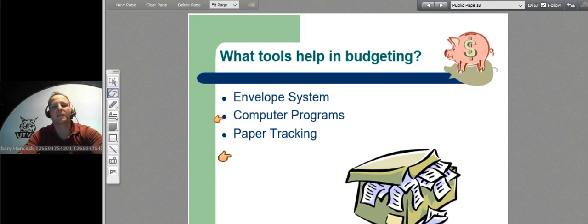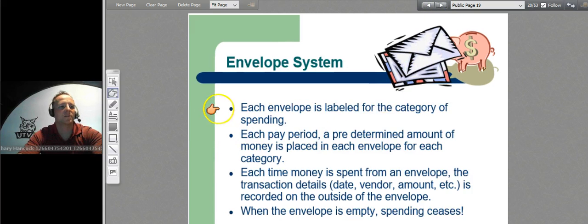You also have a computer tracking system, which is kind of nice. And then also a paper tracking system. So let's go over some of those. I already talked about an envelope system. Each envelope is labeled for a category of spending. Okay. Each pay period, you take out that amount. And each time money is spent from the envelope, the transaction details, date, vendor, amount, is recorded on the outside. So you can do that. I didn't go into that much detail. We basically said, look, as soon as it's gone, it's gone. We can't use it anymore. Okay? When the envelope is empty, your spending ceases. You can't do any more, right? Until that next month of allotted money comes through. It's really good if you're having a hard time not spending all your money. Okay?